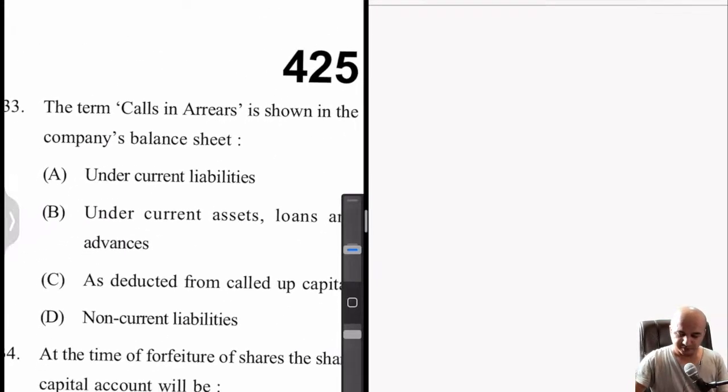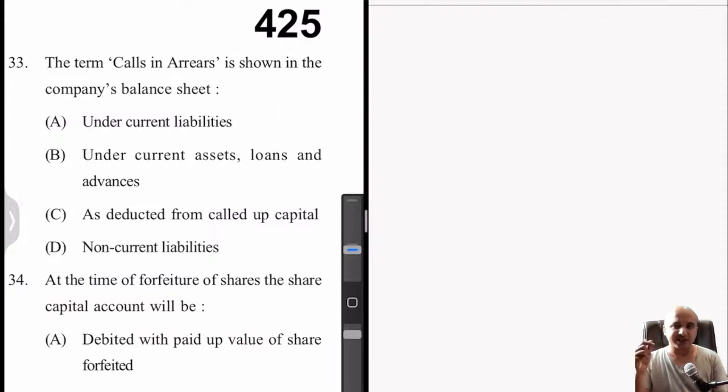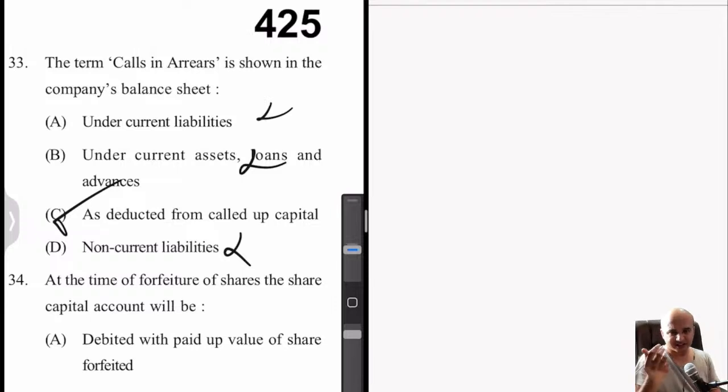Next, question number 33. The term calls in arrears is shown in the company's balance sheet. Okay, under current liabilities, definitely not. Under current assets, loans and advances, it's not a current asset. As deducted from called up capital. Obviously non-current liabilities is the wrong answer. This is a straightforward question.